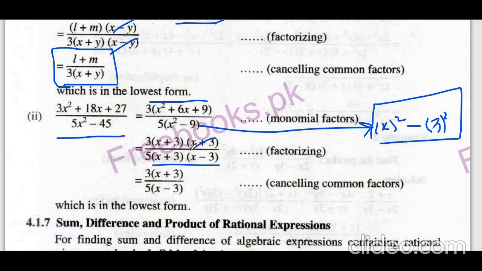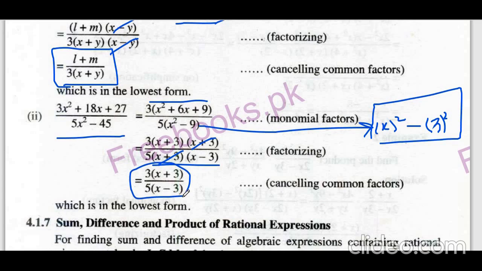Now, after factorization, just cancel the common terms. x plus 3 cancels with x plus 3. There is x plus 3 and there is x minus 3. They can't be cancelled with each other because they are unlike, they are different. So we get 3 by 5, 3 into (x plus 3), 5 into (x minus 3). Now this is in simplest form, lowest form.